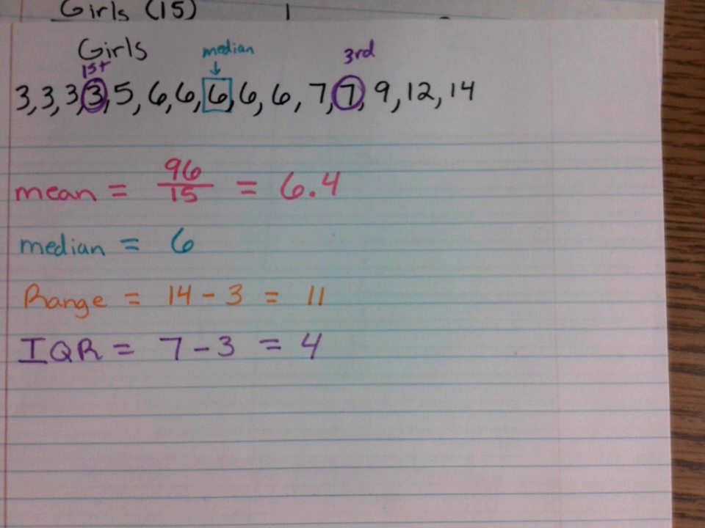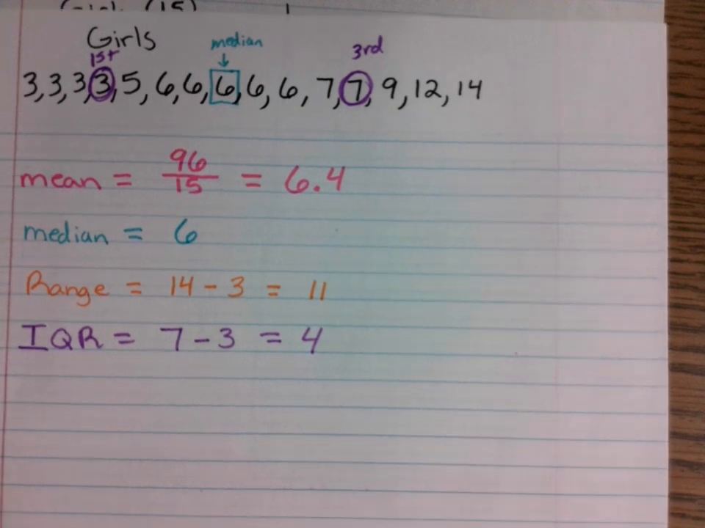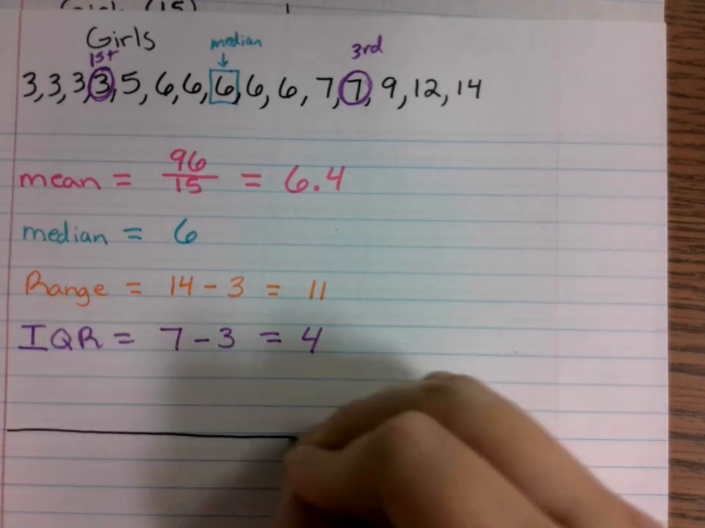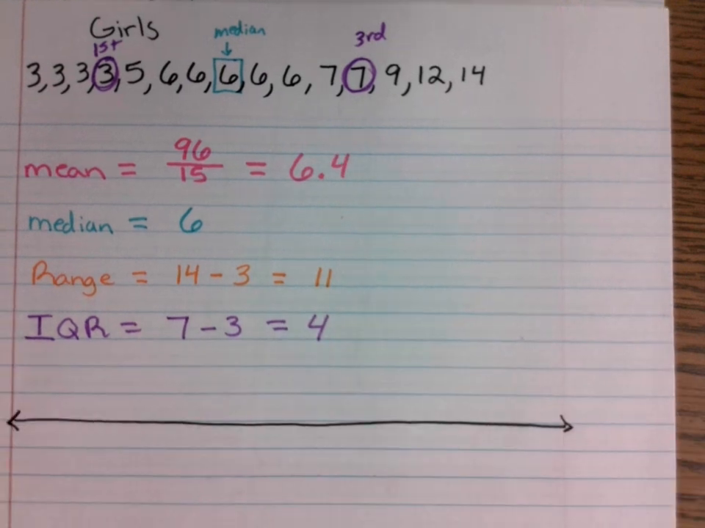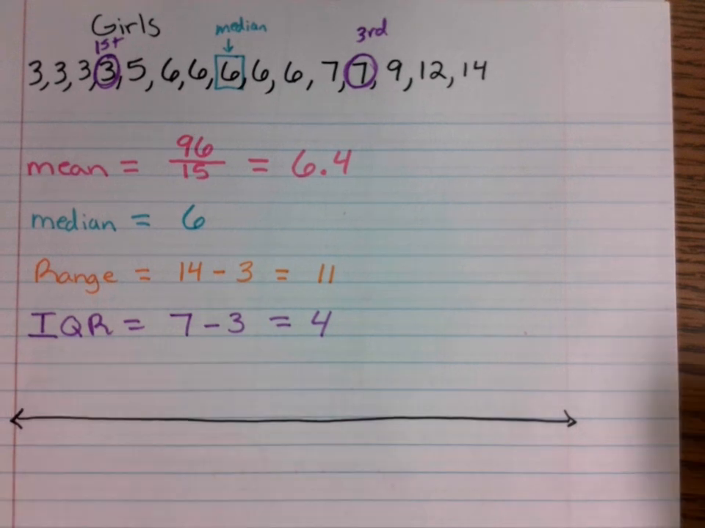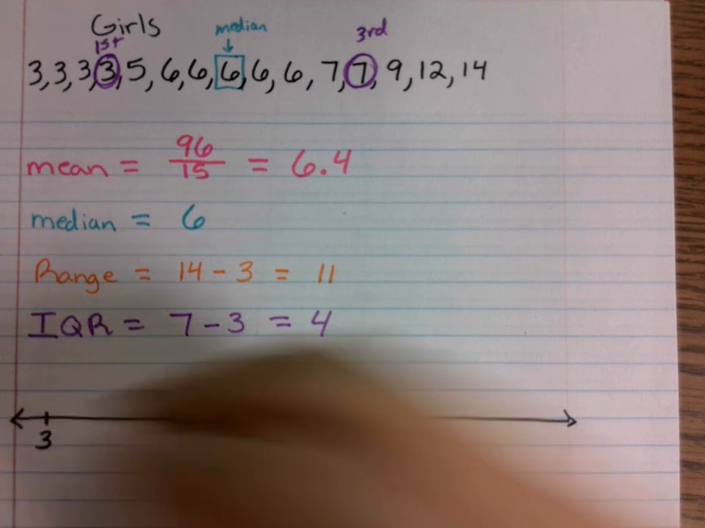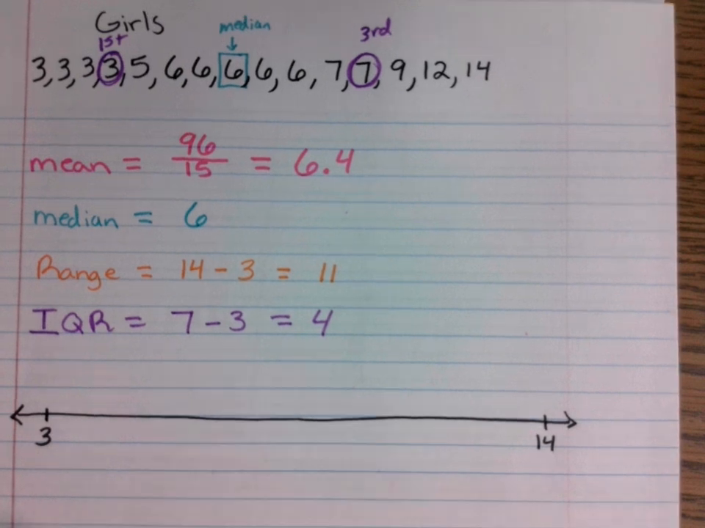So now we're going to plot this. It's always important to look at what it looks like as a box and whisker plot. So we're going to draw a little number line. Since I know what my highest and lowest numbers are, I don't have to go any further than that. I'm going to start at 3 and end at 14, and I want to make sure I'm spacing them consistently so that I get an accurate look at the box and whisker plot.